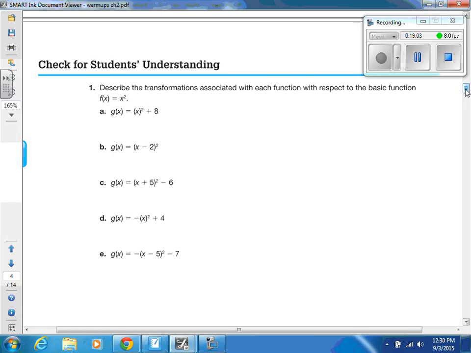Where did it move? How did it move? How many units did it move? So are those new vertices? Those are the new functions. How much did the entire function move? In which direction?